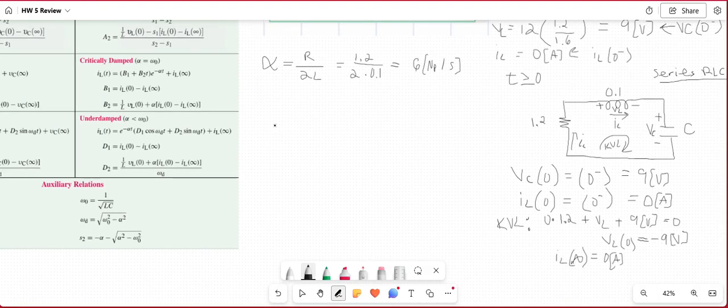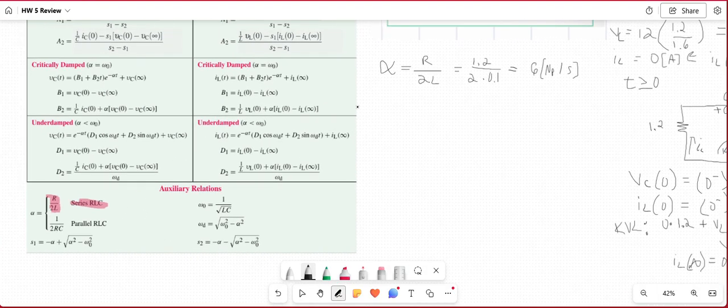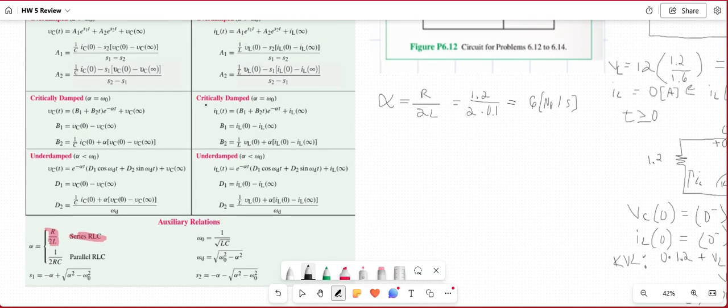And then we need alpha and we need W naught, right? But also, if you look here, it says this is critically damped. And for critically damped, alpha equals W naught. So we can also just say W naught equals 6. For W naught, the units are radians per second. That's just how you write it. They're the same thing.